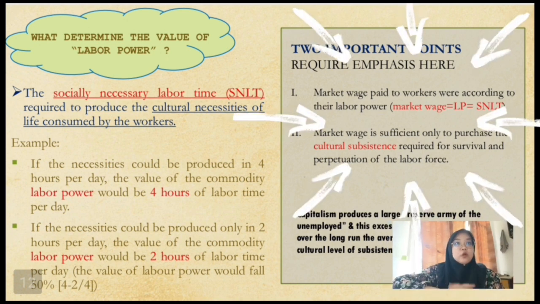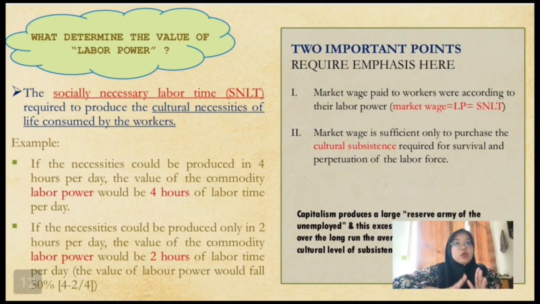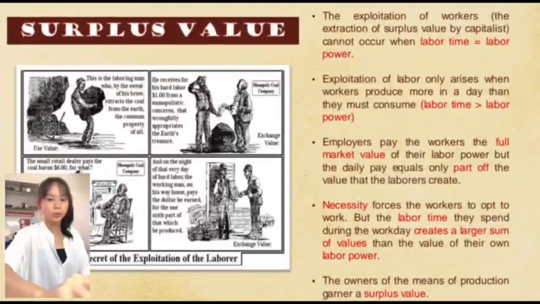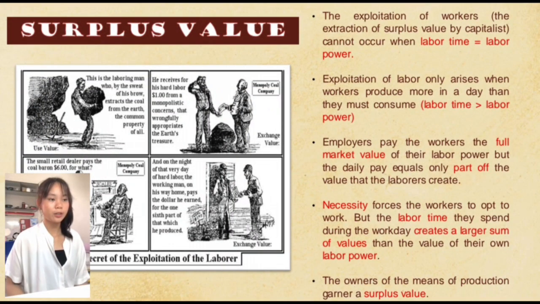There are two important points that need to be emphasized here. First, employers pay workers wages equivalent to the workers' labour power, which is the going market wage. So that means market wage is equal to labour power, which is also equal to the SNLT. The second one is that this market wage is sufficient only to purchase the cultural subsistence required for survival and perpetuation of the labour force. So I will continue with the surplus value.